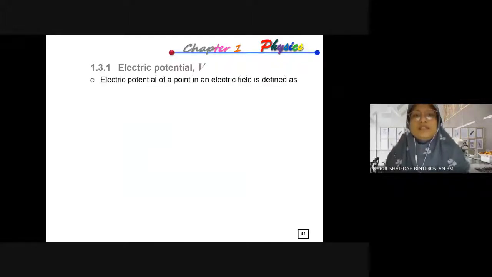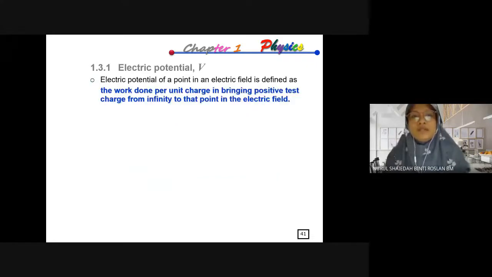Electric potential. Electric potential of a point in an electric field is defined as the work done per unit charge in bringing a positive test charge from infinity to a point in the electric field. Okay, if you remember the word electric potential, what do you understand about potential? Keupayaan. What is meant by keupayaan? Keupayaan dia untuk bring the work done in bringing a positive test charge from infinity to a point.